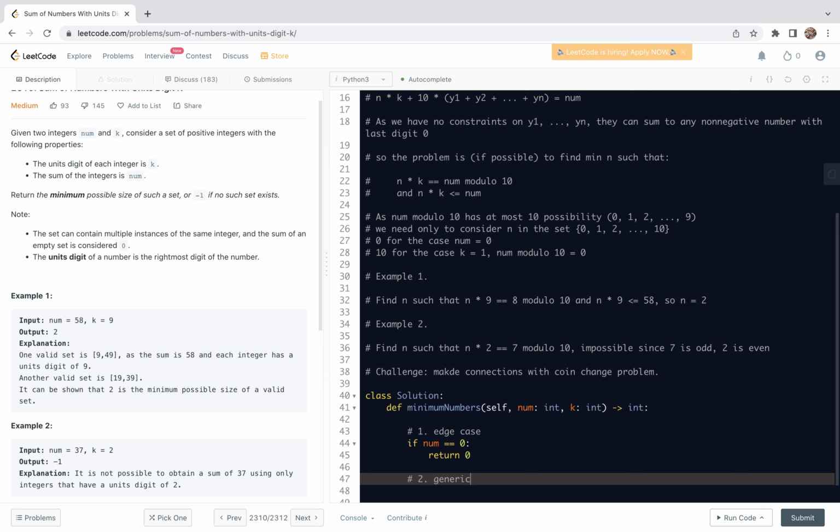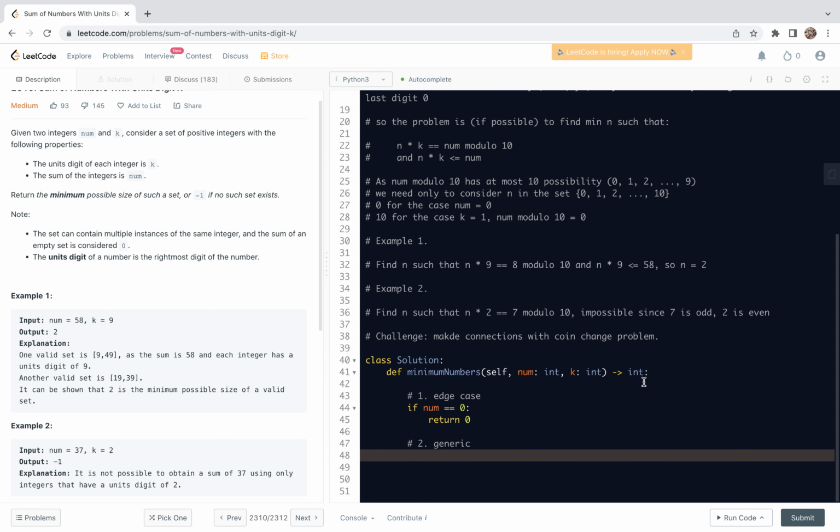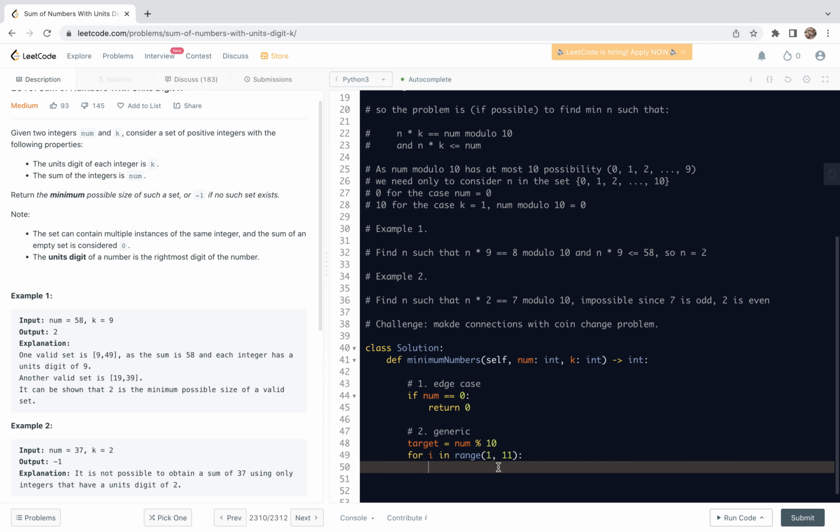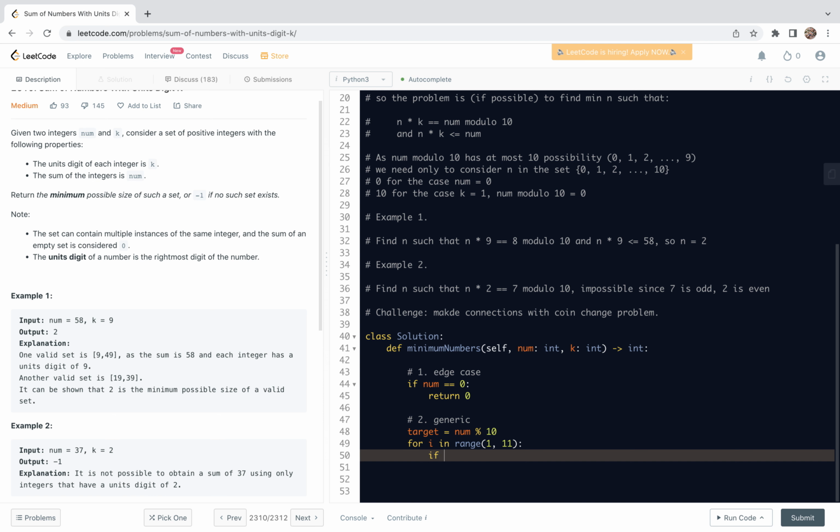Second, for the generic case, first I will compute the target. The target is nothing but num modulo 10. Then I want to find n such that n times k equals this target in the sense of modulo 10, with the constraint that n times k is less than or equal to num. For this purpose, let's iterate n in range 1 to 11, because we also need to consider the case 10.